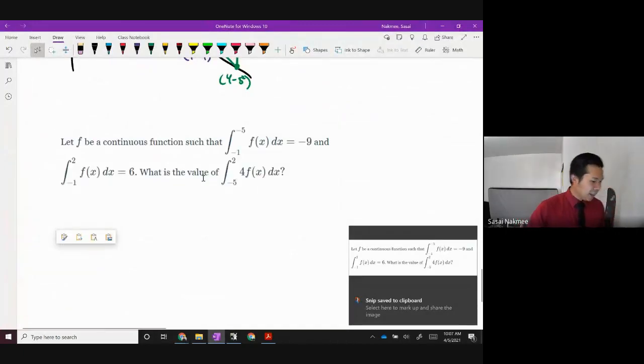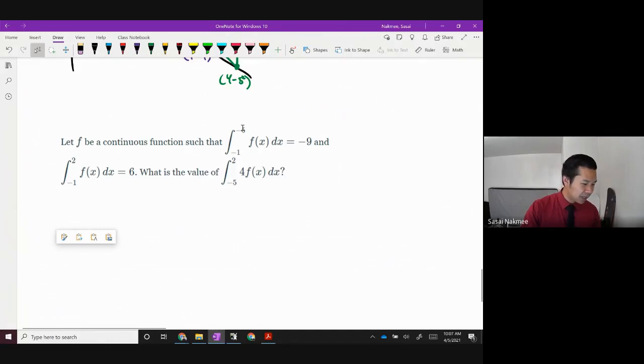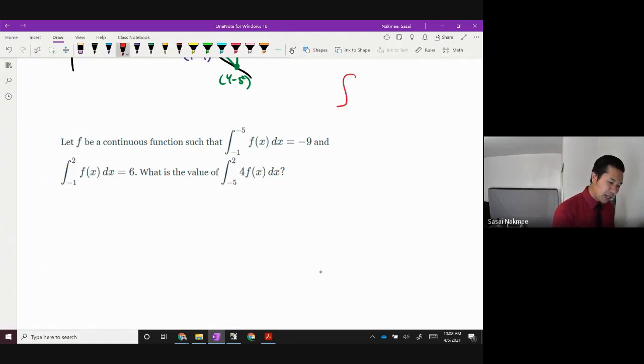All right. Let f be a continuous function such that the integral from -1 to -5 of the function is equal to -9, and the integral from -1 to 2 is equal to 6. Find the value from -5 to 2 of 4f of x. This one is a little bit annoying in a sense that one of the things they give you is out of order. Normally when you do integrals from a to b of f of x, traditionally you want your a to be less than your b. That's how we normally want things set up. It's just easier to read that way. And this one's good right here. It goes from -1 to 2. That's awesome.